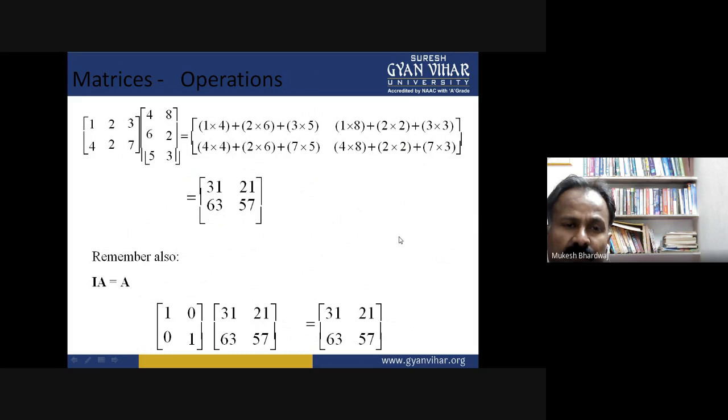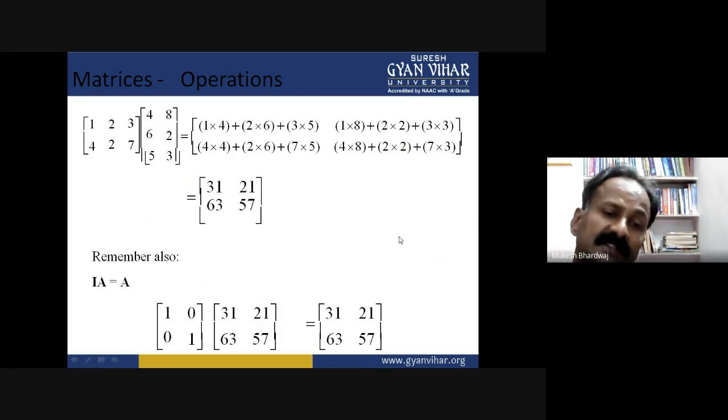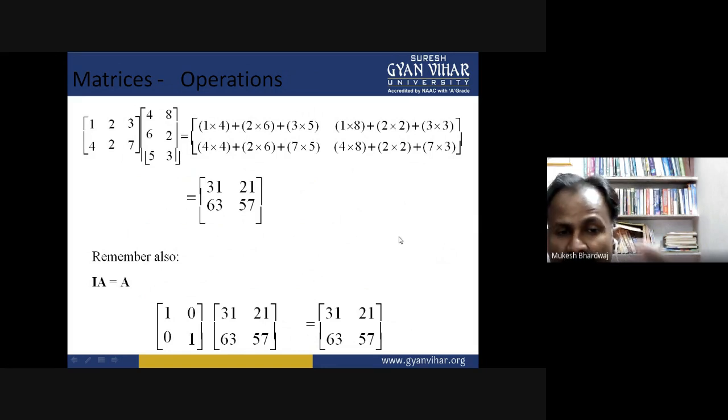Similarly, second row, first column: 4 into 4 plus 2 into 6 plus 7 into 5, and 4 into 8 plus 2 into 2 plus 7 into 3. So the resultant matrix comes out to be 31, 21, 63, 57. Remember, this is also the same: if any identity matrix is multiplied to any matrix, it always comes out to be the same matrix. So IA is equal to A. Keep it in mind.